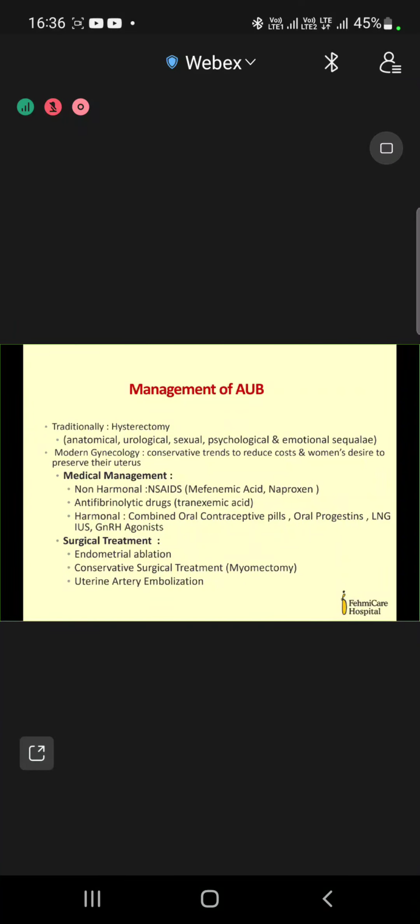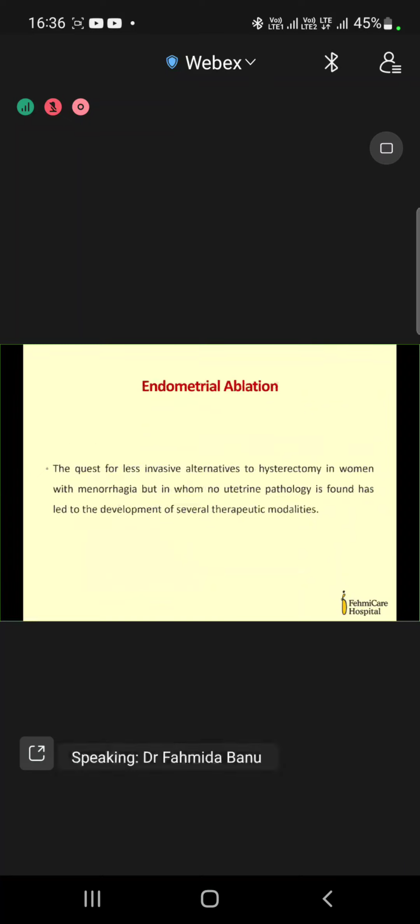Will discuss later on. So once again, I will restrict myself in today's talk mainly to the conservative management of AUB. See how the conservative managements have come to occur. The quest for less invasive alternatives to hysterectomy in women with menorrhagia, but in whom uterine pathology is not essential to take out the uterus, has made the scientists think about how to control the bleeding.